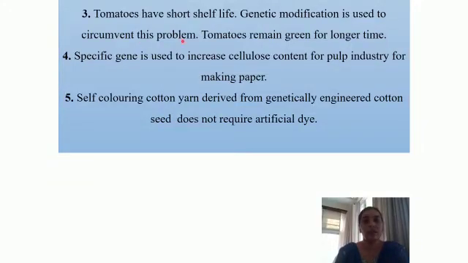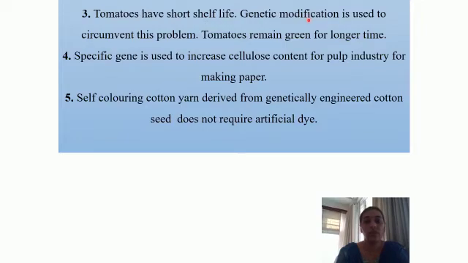Let us take up a few more examples of genetically modified crops. Tomatoes have short shelf life. Shelf life refers to the length of time during which a food item can be stored without spoiling. So tomatoes get ripe very fast even if you store them under refrigeration. After a few days they will become ripe, and prolonged preservation will definitely spoil them. So they have got short shelf life.